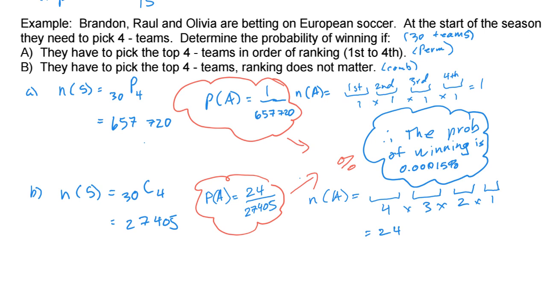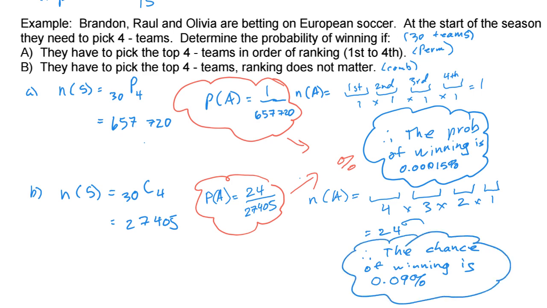0.00015%. And finally, for the final problem, you can say the chance of winning is approximately 0.09%. And we're done.